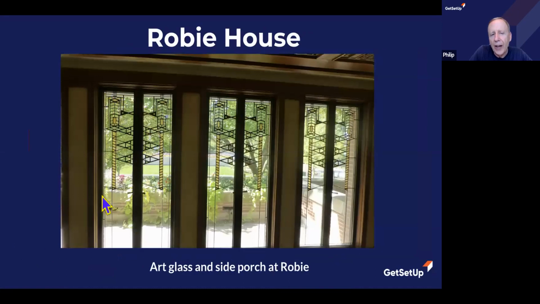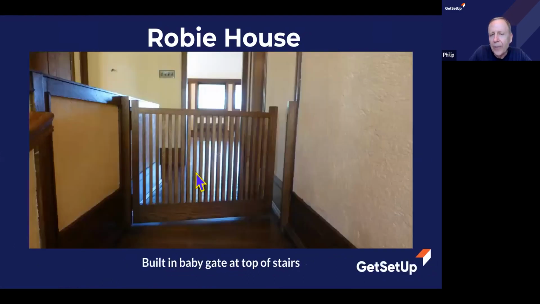Every prairie style house that he built, and he built between 60 and 70 of them, has a different design. So as an example, this house, the Roby house, all the windows have the same design, but this is the only house that has this design. Other prairie style houses have other designs.